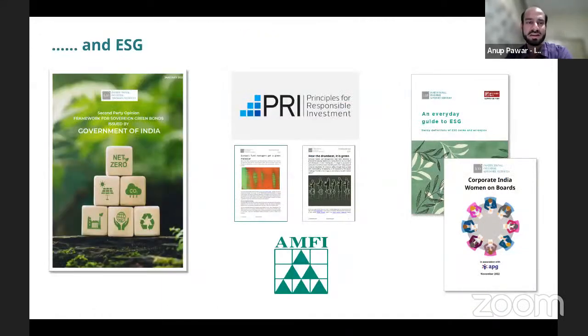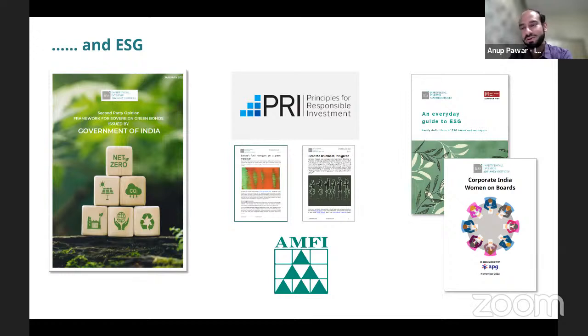We've diversified, logically, from G into ESG because of the amount of interest ESG is getting from the investor space. If you look on the left, that is a second party opinion. That is our opinion on the sovereign green bond framework issued by the government of India very recently, at the beginning of the year. This is unsolicited, so we did our own research and put this out.